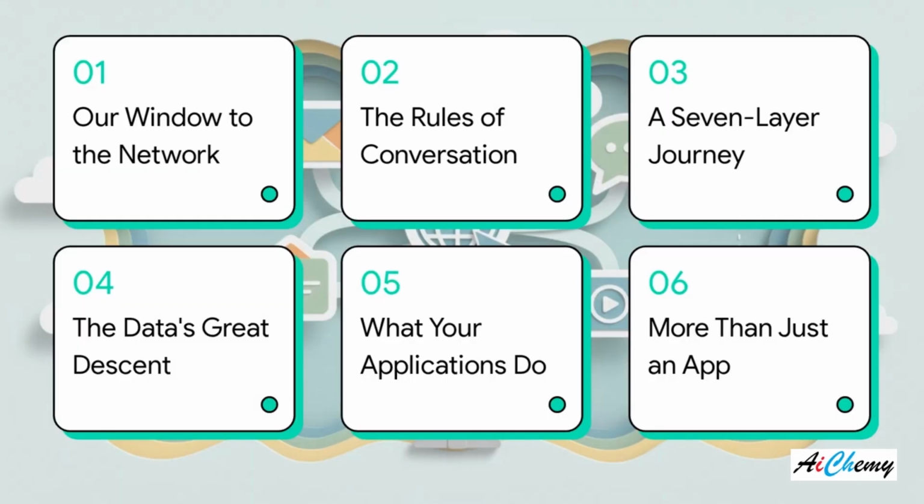So here's our game plan. We'll kick things off with what this layer actually is, then we'll get into the rules that make it all work. After that, we're going to map out the entire 7-layer journey our data takes, see how it literally travels through the world, and then we'll circle right back to what our applications are doing before we wrap it all up with why this stuff really matters.